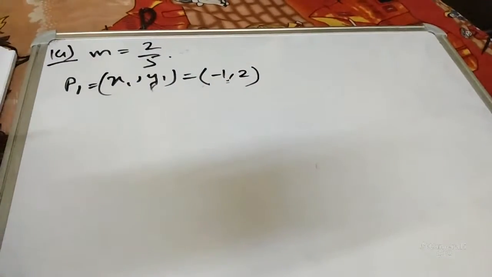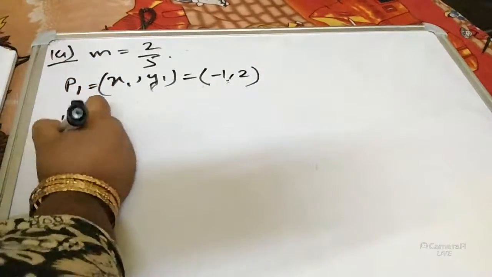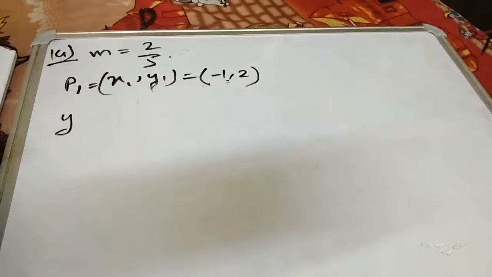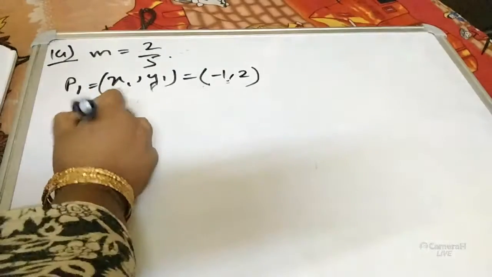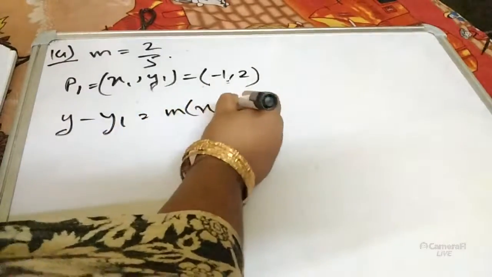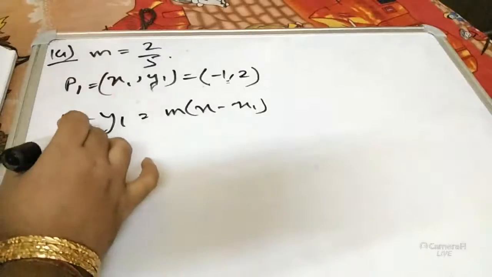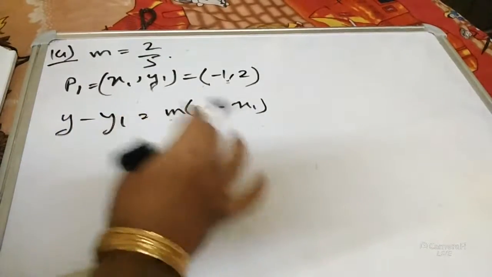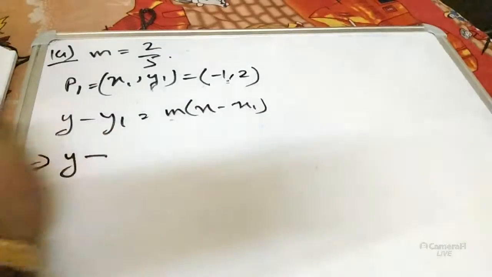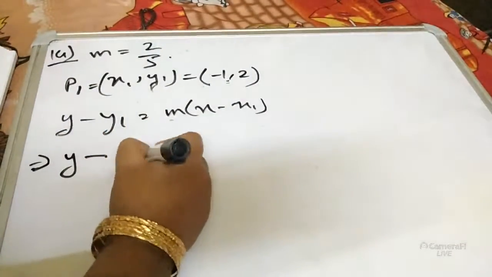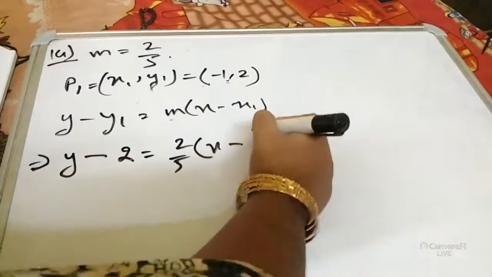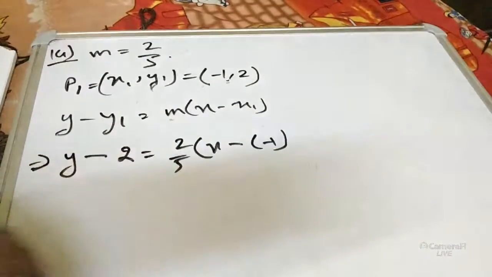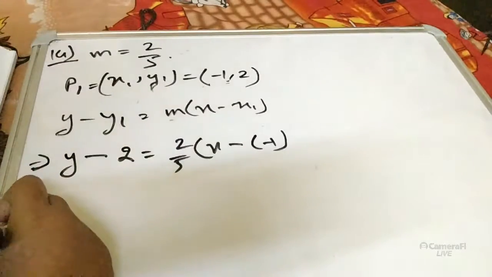Now here we don't have the intercept; the y-intercept value is not given. So here we will use the point slope form, because we have a point and we have the slope of the line. The point slope form is y minus y1 is equal to m into x minus x1. So we know the values of m, x1 and y1. We'll put their respective values in this equation. y1 is 2, x1 is -1.